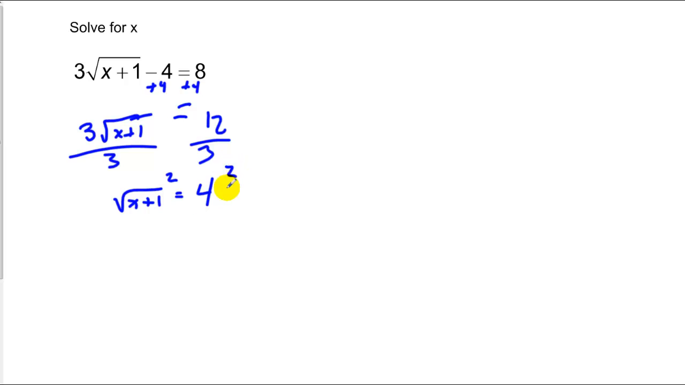Square both sides again. Root x plus 1 squared is just x plus 1. It's going to equal 16. Subtract 1 from either side, and I get x equals 15.